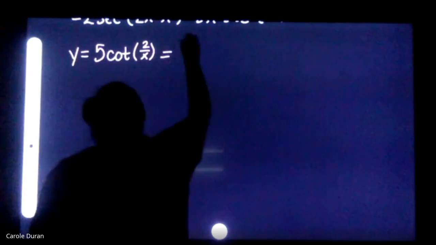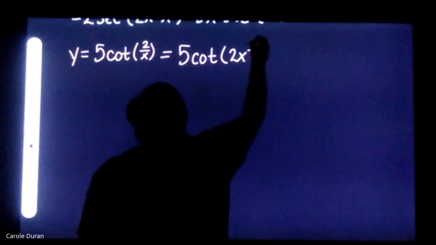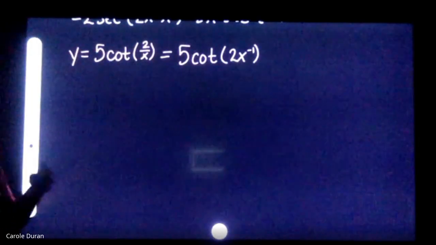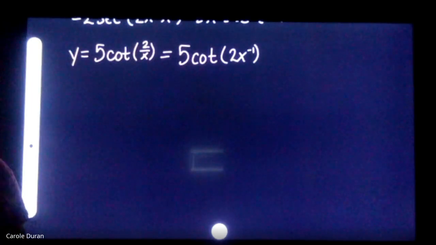So we can actually rewrite that so we don't have to use a fraction, which means we don't have to use quotient rule. So this is the same as 5 cotangent of 2 times x to the negative 1. So when I brought it up to the numerator, it just made its exponent negative. And now that inside is a power rule instead of a quotient rule, which makes it so much easier. Which means I can now take the derivative.